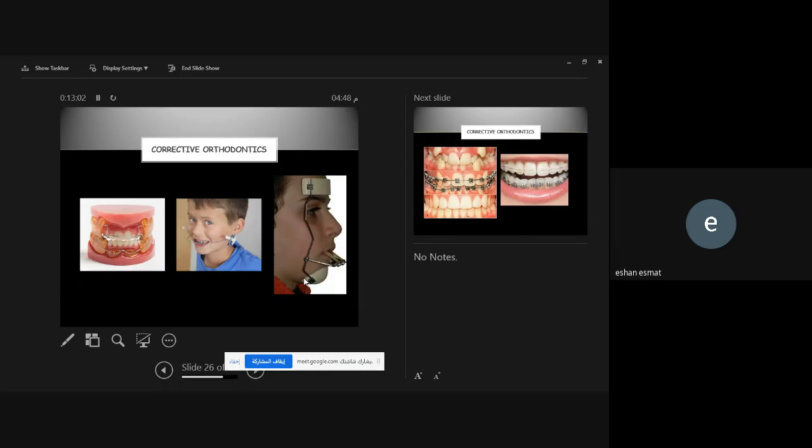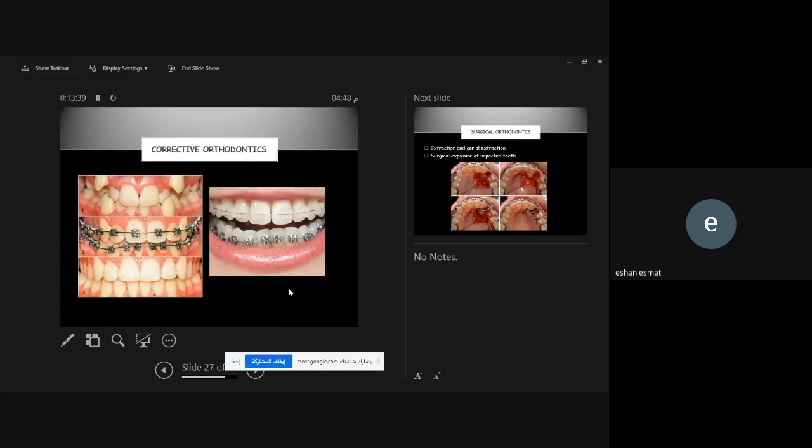In corrective orthodontics we can also do this. This is an appliance, this is a functional appliance. A functional appliance can also be used, as well as headgear or face mask. This type of appliance you use just during the growth of the patient. So you can start from 9 or 10 years until 13 or 14 years. So early treatment and early diagnosis of the patient is very, very important.